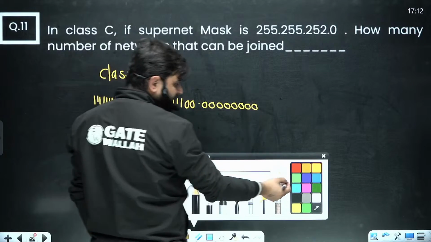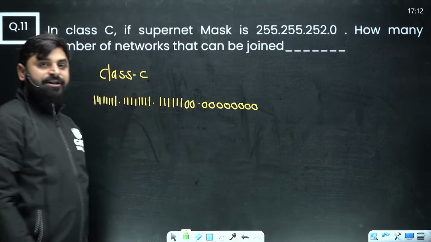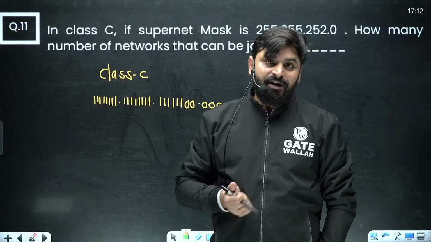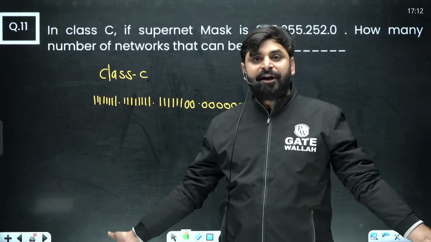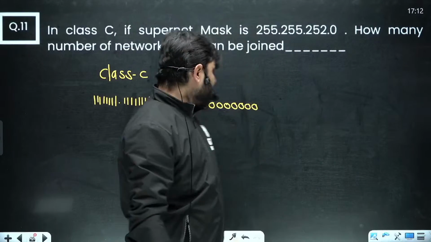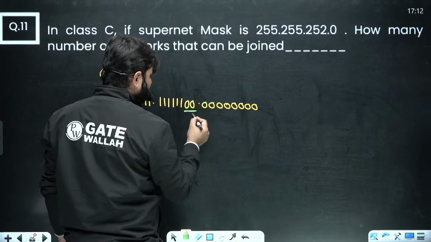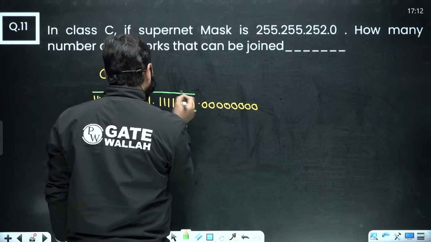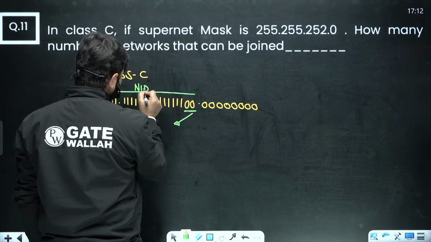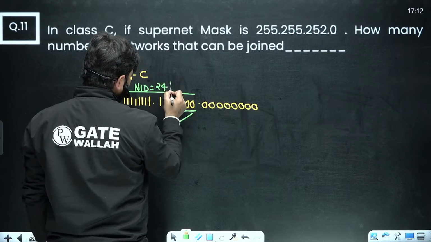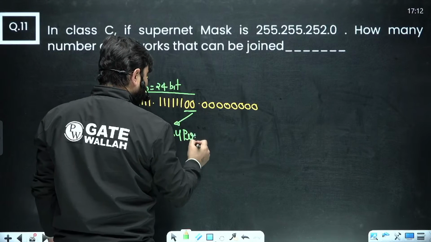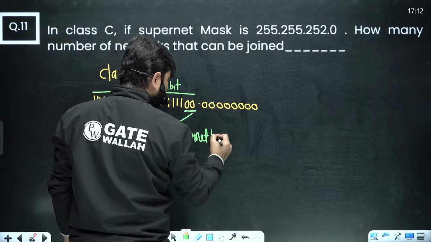Class C means the network ID has how many bits? 24 bits. The subnet mask has a minimum of how many ones? 24 ones. But here we have fewer than 24 ones. So it means we have borrowed from the network ID. How many bits? These 2 bits, because class C network ID is how many bits? 24 bits. So supernet bits are equal to 2.